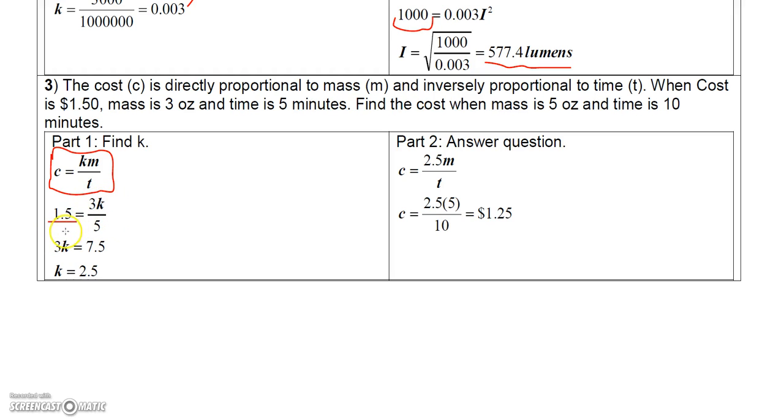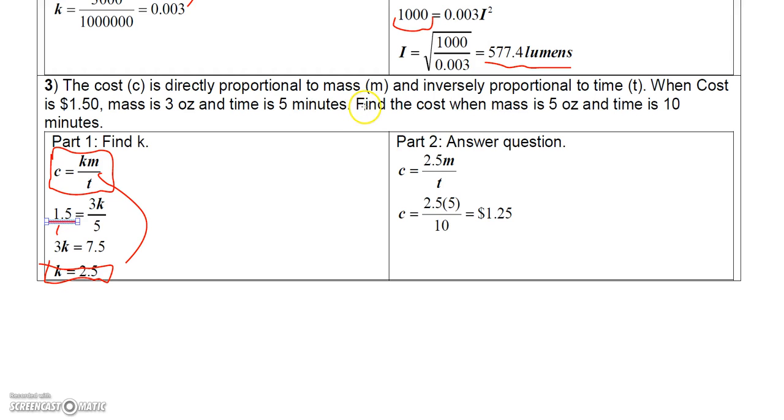Well, if I cross multiply here, let me show you. Write that as $1.50 over 1. So if you cross multiply, 1 times 3K would give me 3K, and 1.5 times 5 would give me 7.5. Then divide both sides by 3, and you get K equals 2.5. So now let's put the K back into our equation up here, and we get 2.5 m over T for C. So C equals 2.5 m over T.